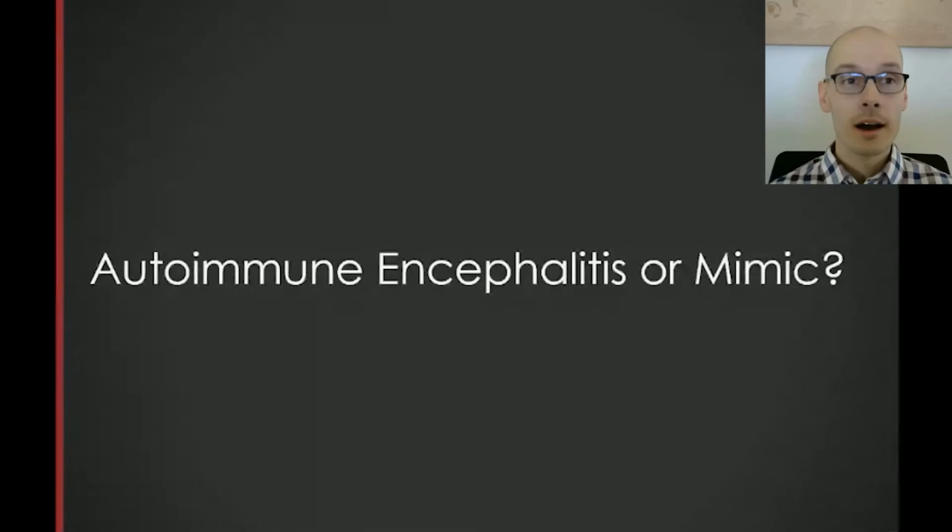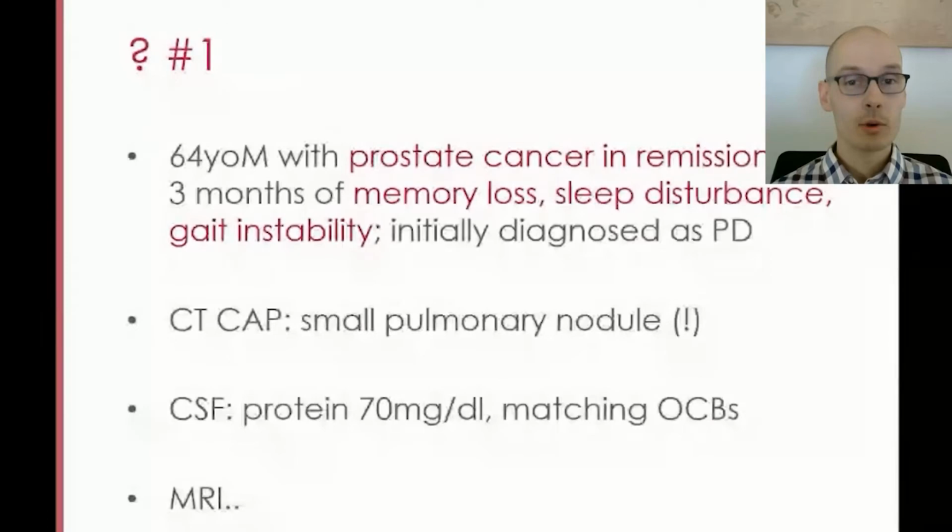Now that we've got a couple cases of seropositive and seronegative, I'd like to present some questions of whether the next cases could be autoimmune encephalitis or something else. Case number one: this 64-year-old gentleman with a history of prostate cancer in remission presents with 3 months of memory loss, sleep disturbance, gait instability. Initially diagnosed as Parkinsonism or Parkinson's disease. On the CT chest, we see a small pulmonary nodule. Oh no, what do we do about that?